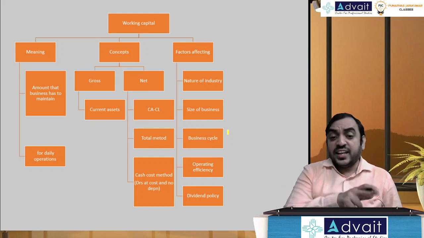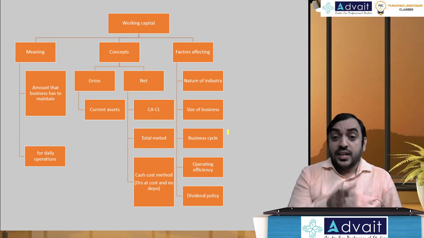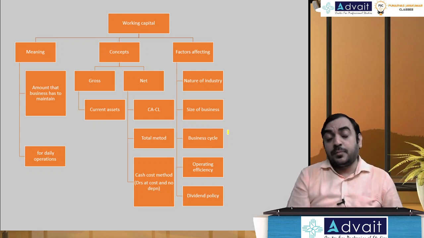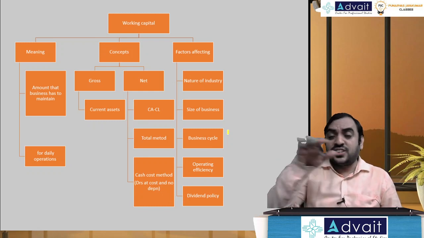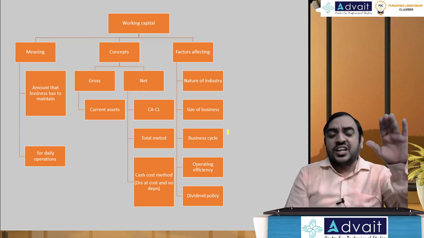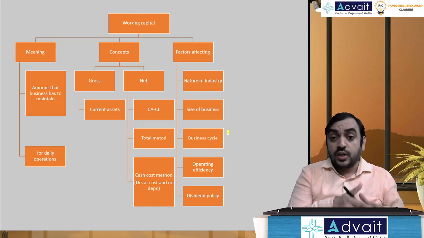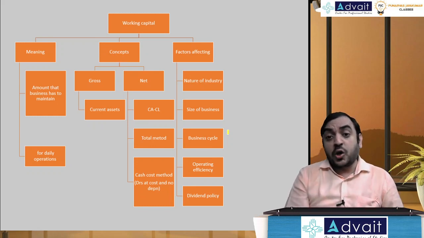Business cycle, in which part of the business cycle you are in. If you are in initial stages, you need more working capital. Developing company, you're in a growth stage, constant stage. Infosys, very comfortable stage. They don't require much working capital. Zomato, who's spending lot of money, burning lot of cash, they need more working capital.